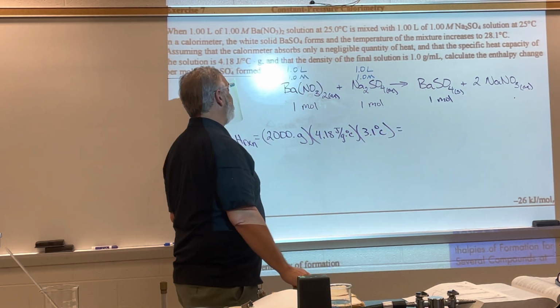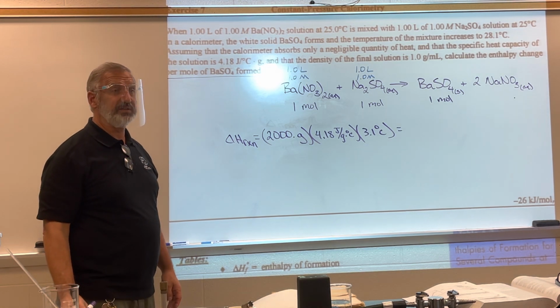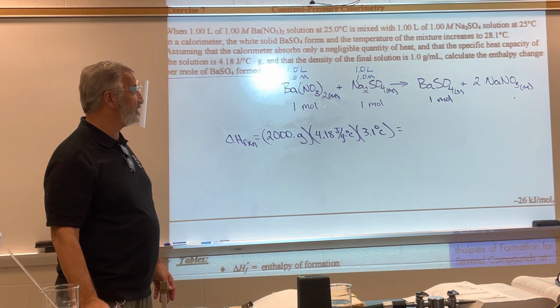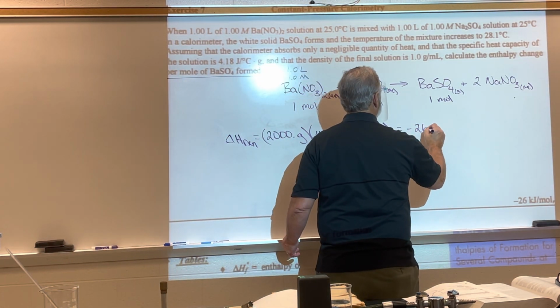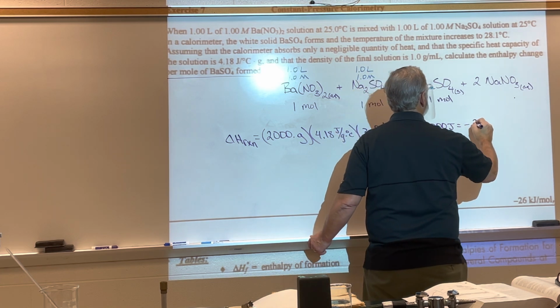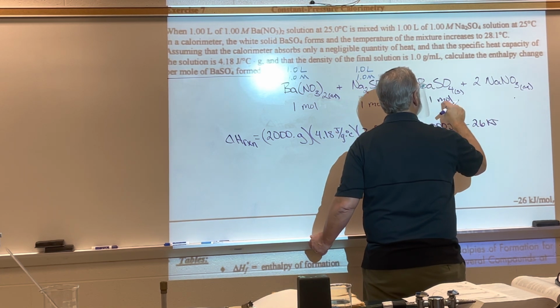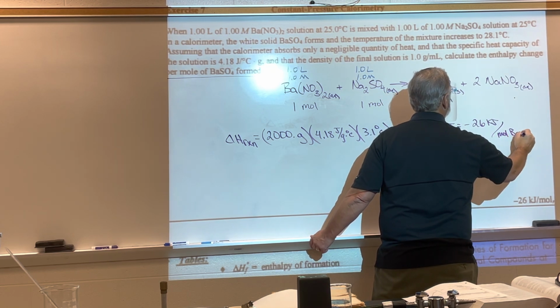So you just multiply that out to 2 sig figs. Negative 26, is that going to...? It's going to come out to 26,000. Negative 26,000 joules, which is equal to negative 26 kilojoules, and that's per mole of BaSO4.